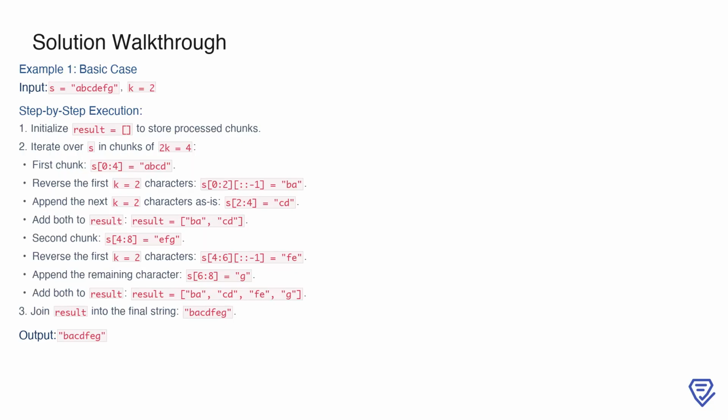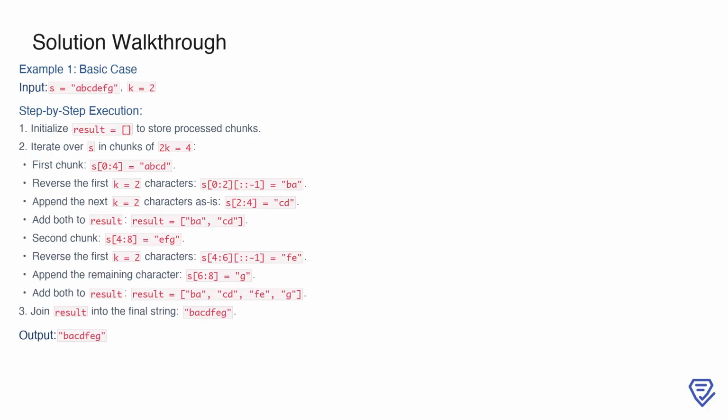To solve the problem, we process the string in chunks of 2k characters at a time, where k is the number of characters we reverse in each chunk. For the input s equals abcdefg and k equals 2, we initialize an empty list called result to store the processed chunks. First, we take the chunk s[0:4] equals abcd. In this chunk, the first two characters are reversed to get ba, and the next two characters cd are added as is. Combining both gives bacd, which we append to result.